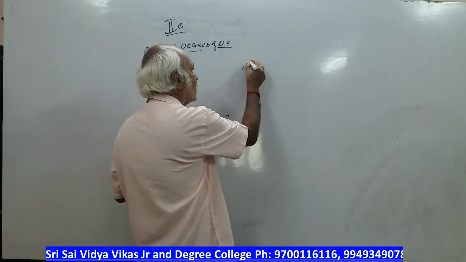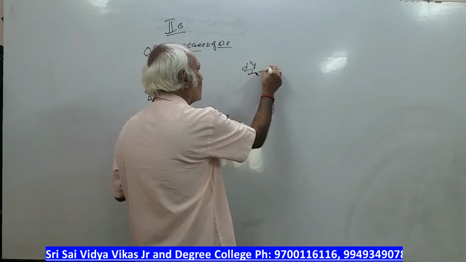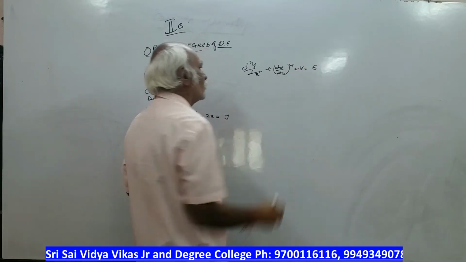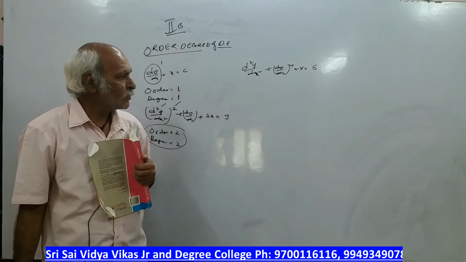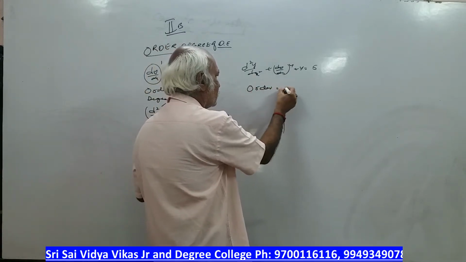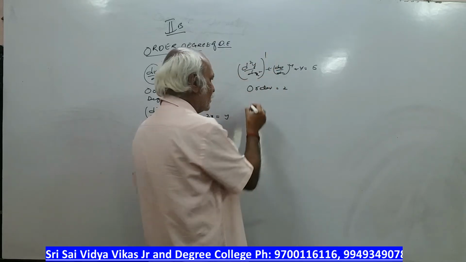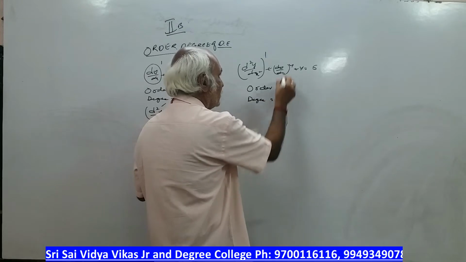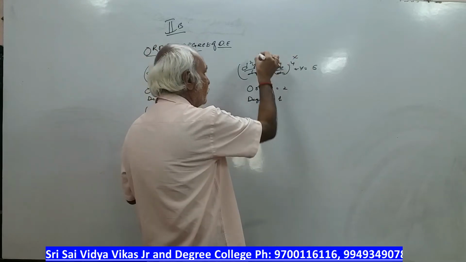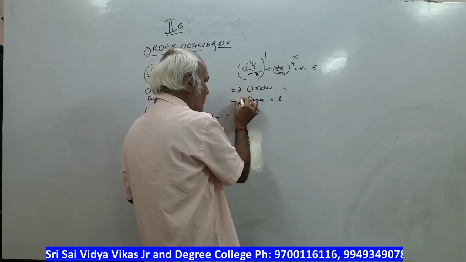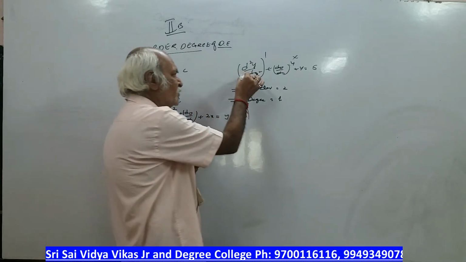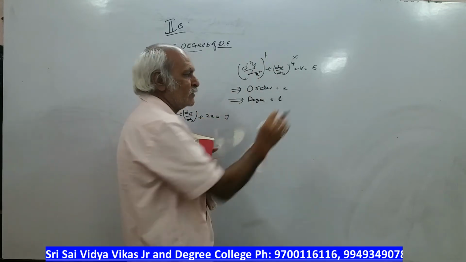For example, d square y by dx square plus dy by dx whole raised to 4 plus y is equal to 5. Now what is the order? It is 2. Then what is the highest power of this? 1. Degree is 1. Means what? We should not consider dy by dx power 4. We should not consider this power 4, sir. Which one do we have to consider? The highest order derivative. Here order is 2, degree is 1. Whatever power the highest order derivative has, that only we have to consider, not the other one.